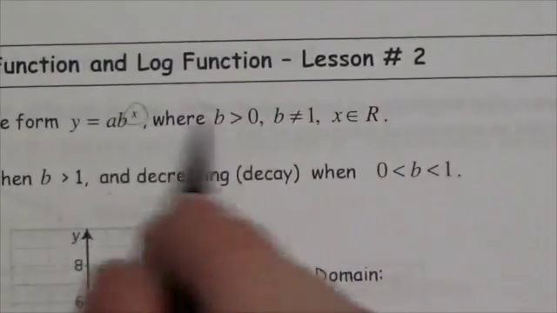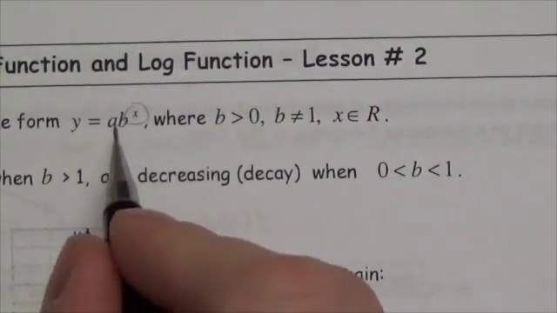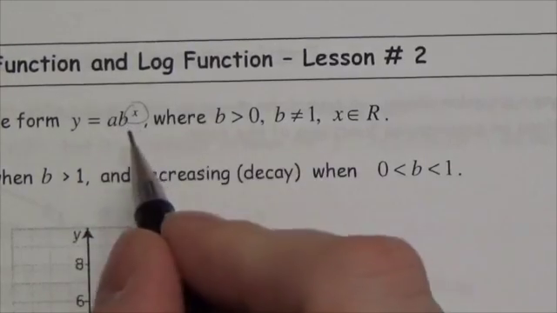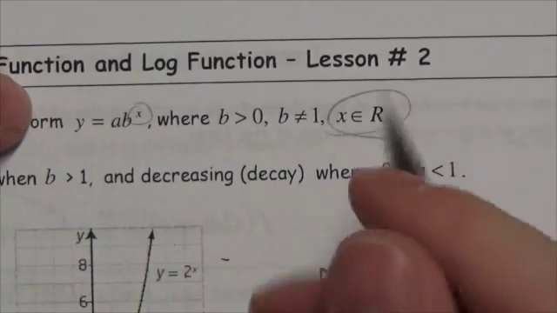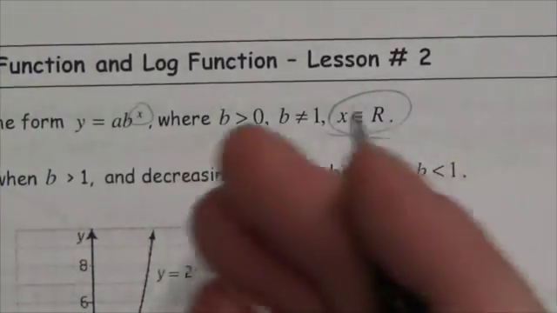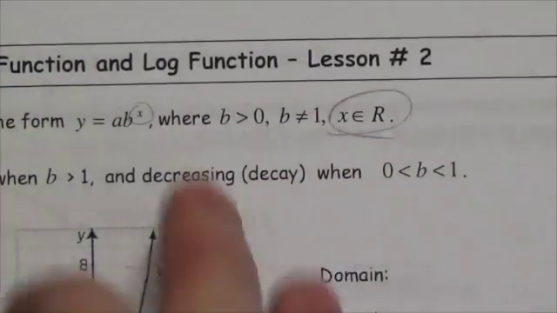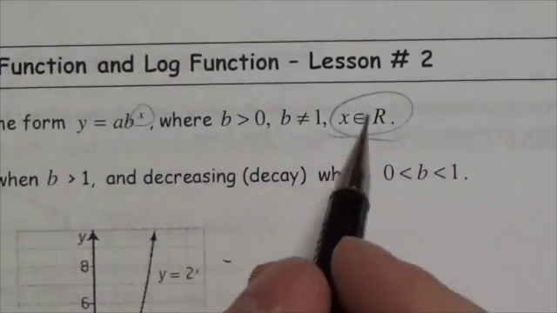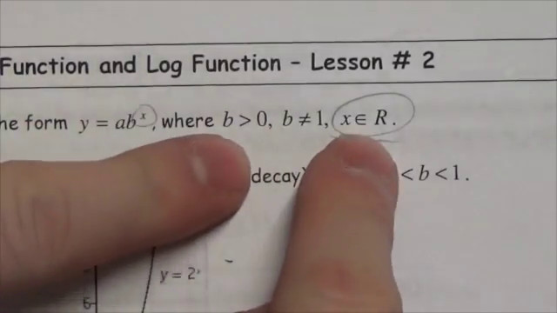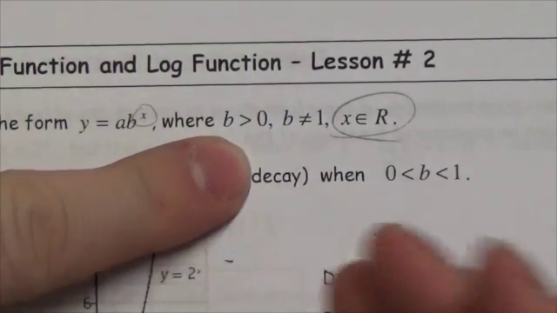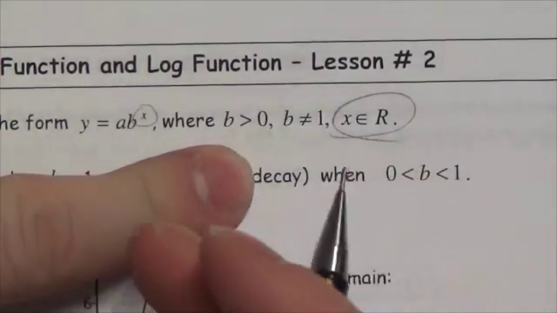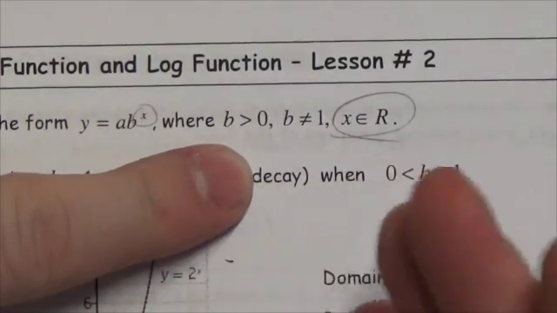Now, we're going to throw some restrictions on here. We're going to let b be greater than 0, and that's because we're going to let x be an element of the reals. So our domain here is going to be all real numbers, and you'll see that in just a second. The reason why these have to go together is because if we let x be an element of the reals, that means it can be any real number. For example, it could be a half or a quarter or a sixth or whatever.